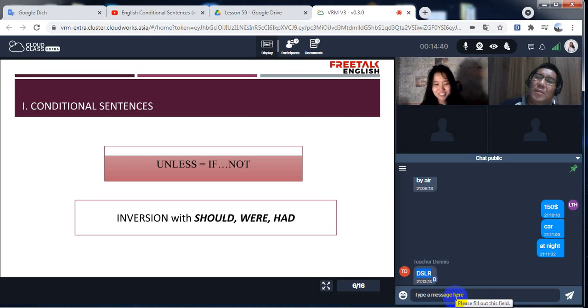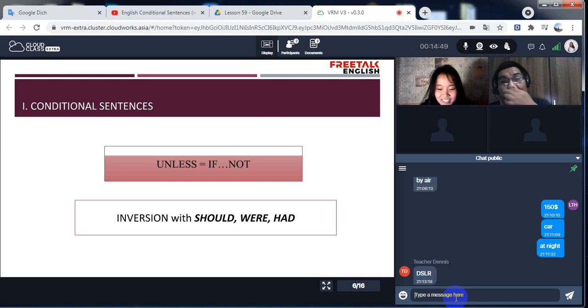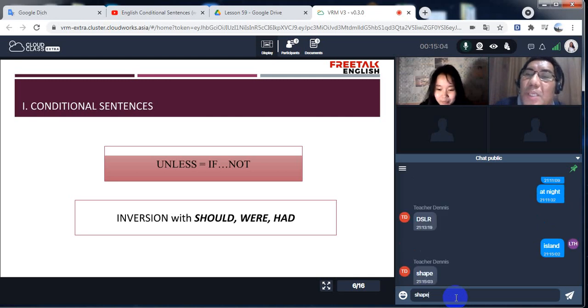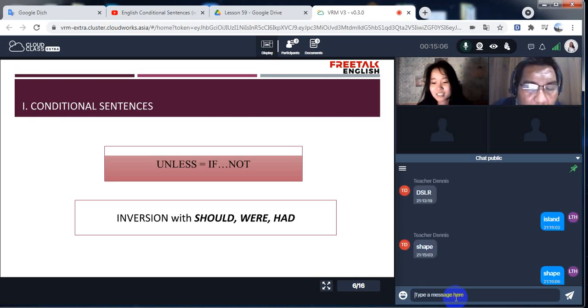I like that place just because there is an island. An island? Yes, the shape of this island looks like a heart. Heart shaped. Heart shaped island.